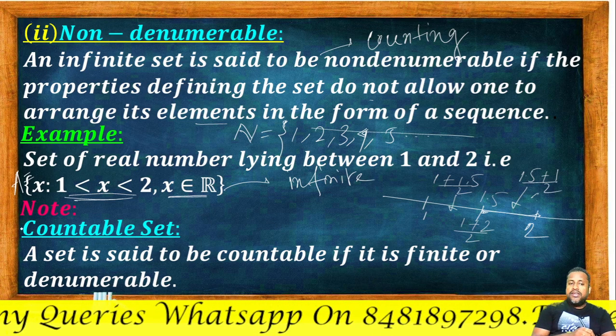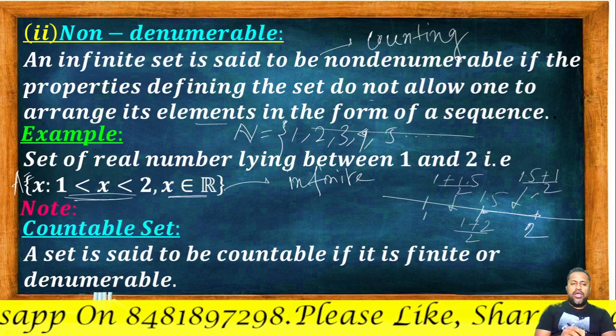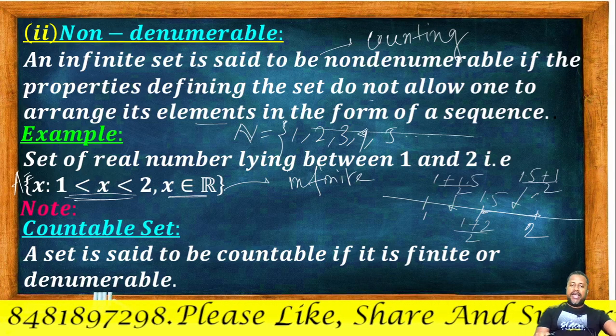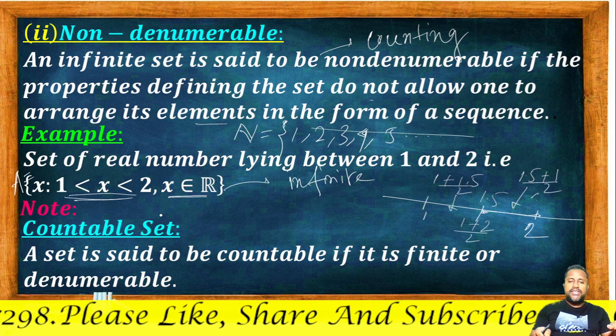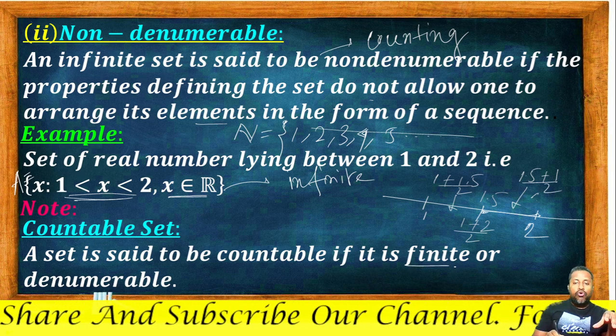Next one is countable set and uncountable set. What is a countable set? A set is said to be a countable set if it is either finite or denumerable.